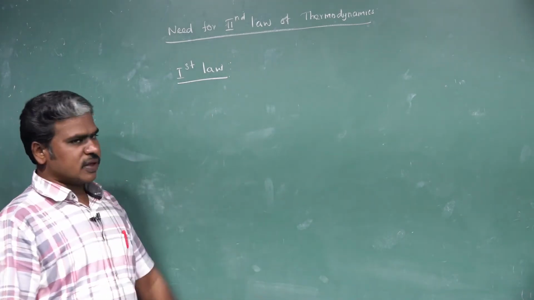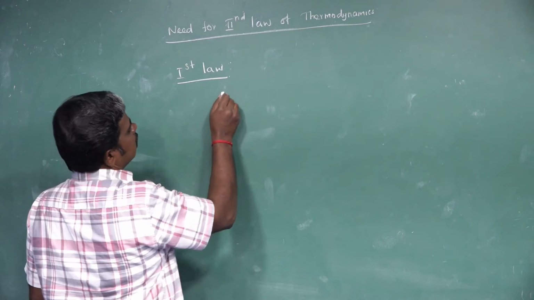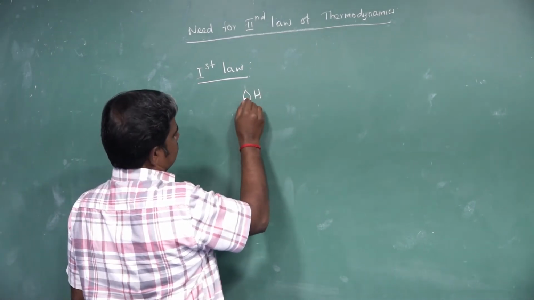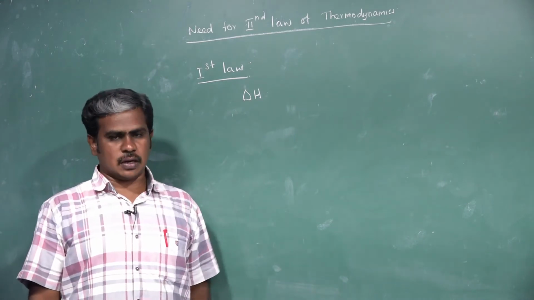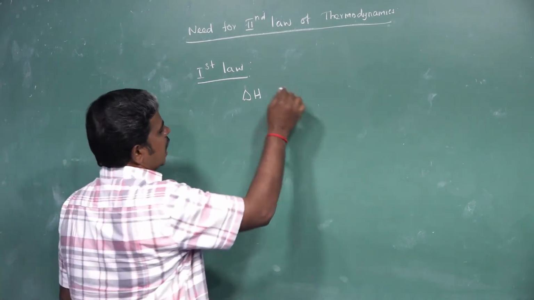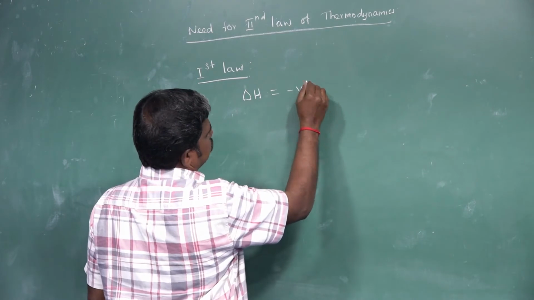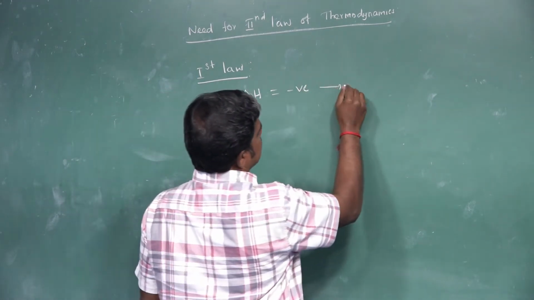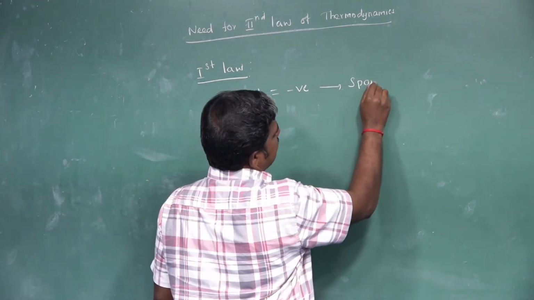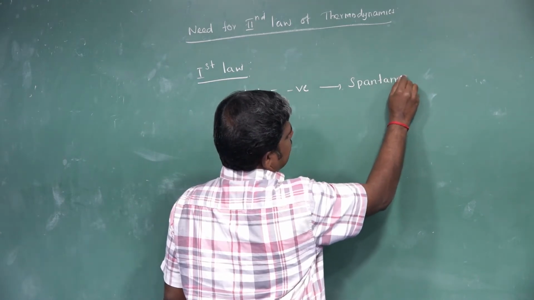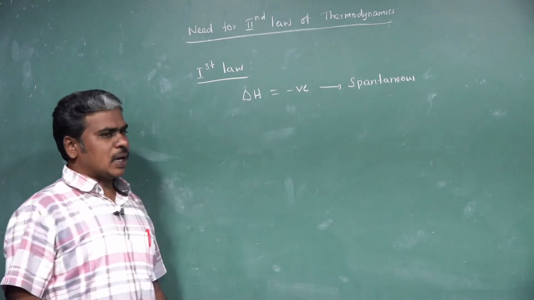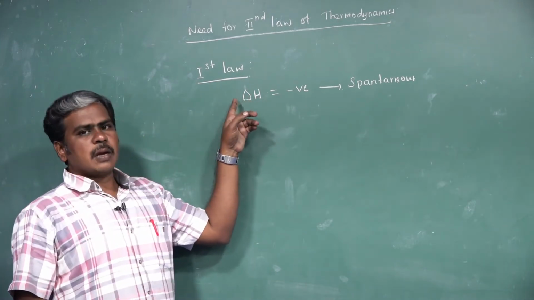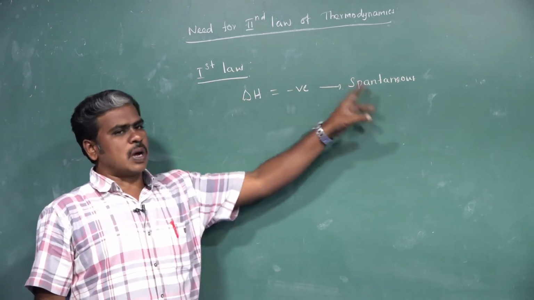According to the first law of thermodynamics, it introduces delta H. What is delta H? Enthalpy, the change in enthalpy. And if the change in enthalpy is negative, then it is considered a spontaneous process. So according to the first law, a negative enthalpy value tends to be spontaneous.